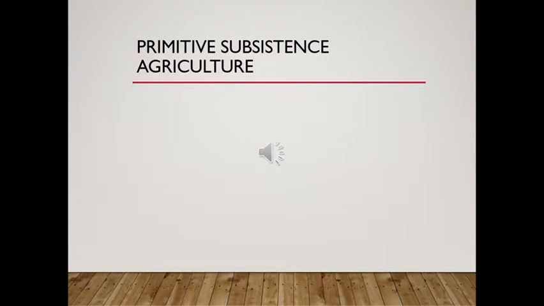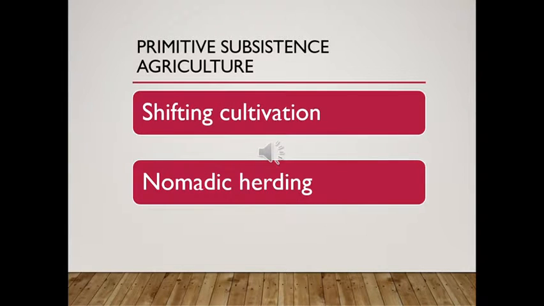Primitive subsistence agriculture. Here, primitive means ancient. It is practiced on small patches of land with the help of primitive tools like hoe, dhow and digging sticks, and family labor for self-consumption. This type of farming depends upon monsoon, natural fertility of soil and suitability of other environmental conditions. Primitive subsistence agriculture includes shifting cultivation and nomadic herding.